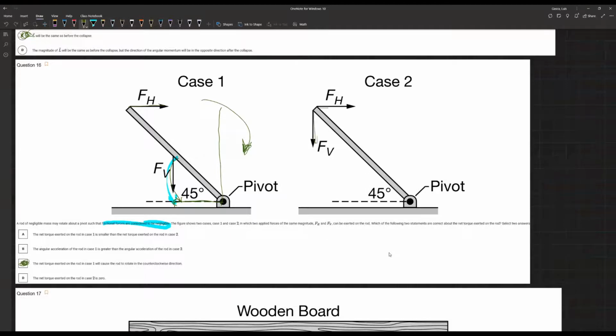Here, because they happen to have the same perpendicular distances, this is at 45 degrees. That means that this distance in the x direction is the same as the distance in the y. We use the y distance for the torque on the horizontal force. We use the x distance for the torque on the vertical force. And because those two lengths are the same, case 2 is going to have zero angular acceleration because the net torque is equal to 0.